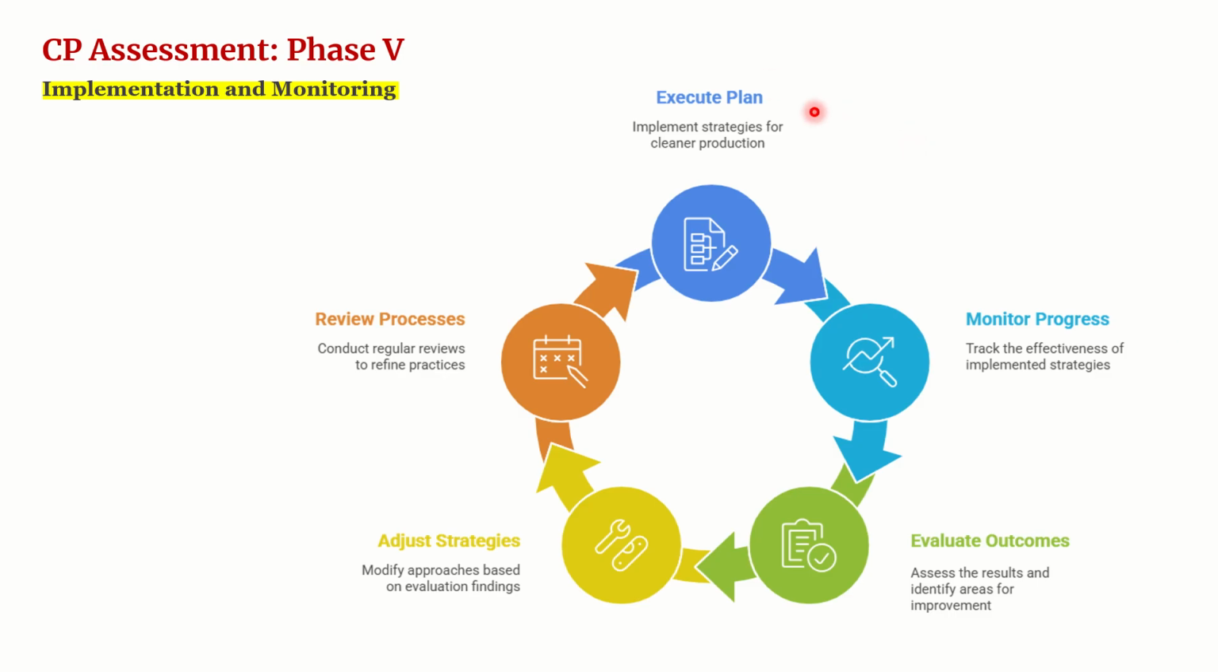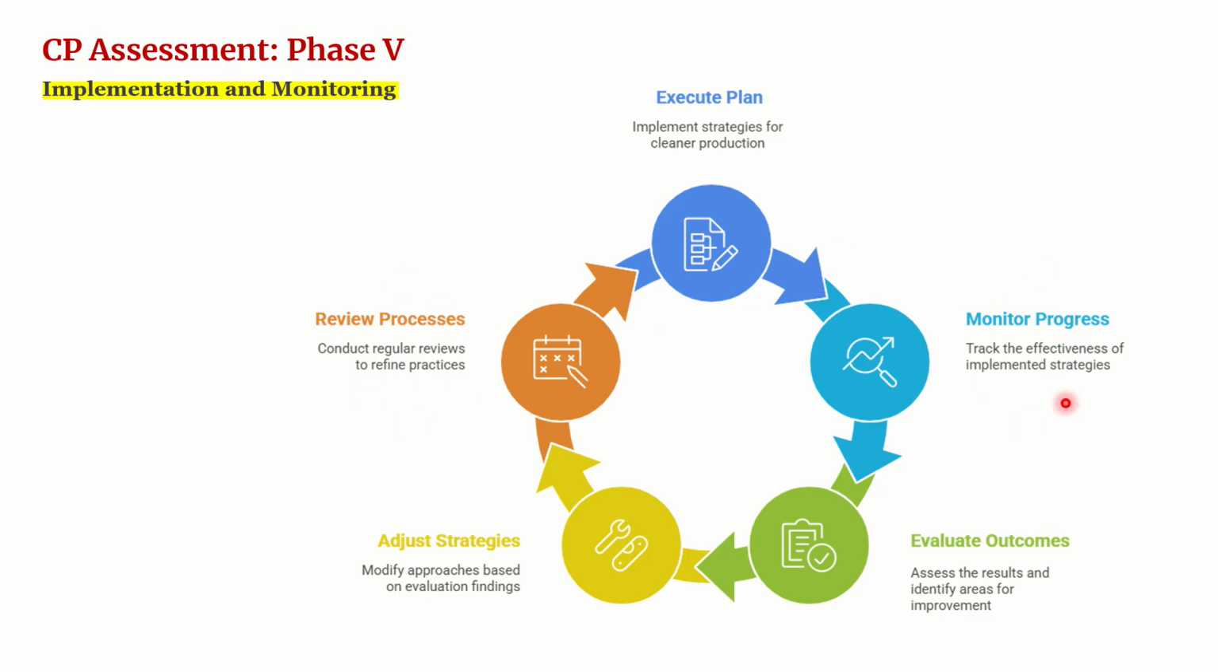So implementation plan. First you have to develop a detailed plan for implementing the selected options, including responsibilities, timelines, and what are the resources required for that. Then monitoring and review. So monitoring, like continuously monitor the performance of the implemented option, track the progress against the targets, and make adjustments as needed. So this ensures sustained improvements. And so review the process.